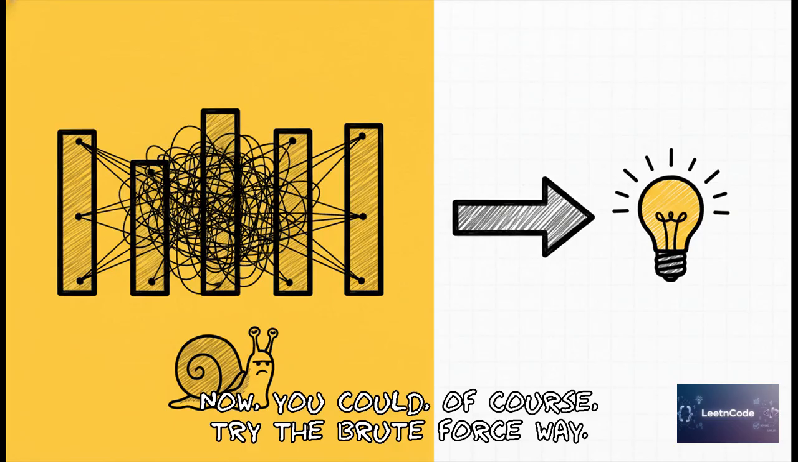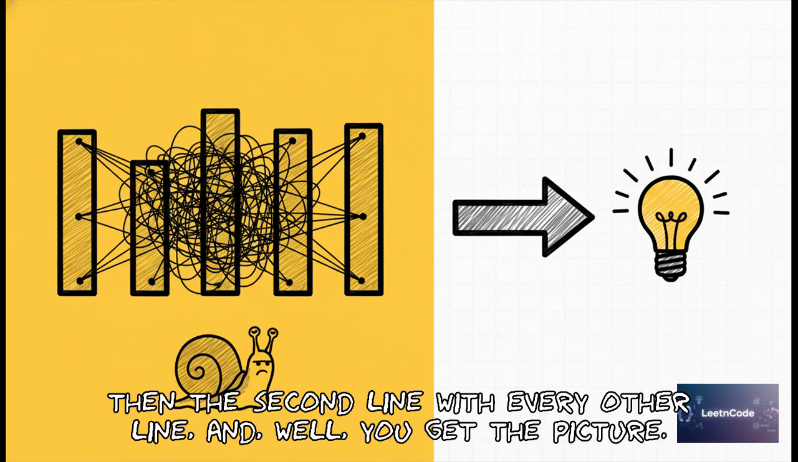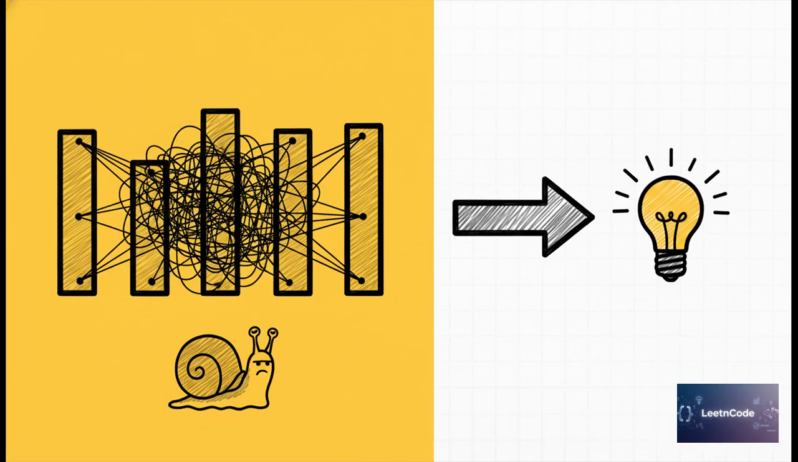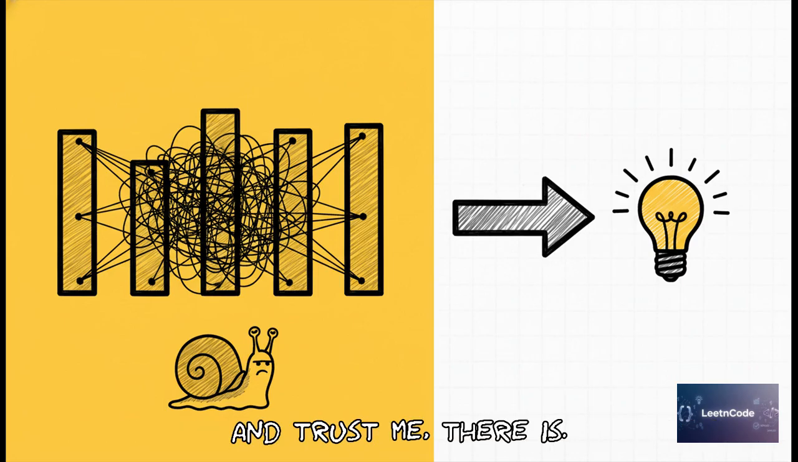Now, you could, of course, try the brute force way: pair the first line with every other line, then the second line with every other line, and, well, you get the picture. With thousands of lines, we'd be here all day. There has to be a smarter, faster way to do this. And trust me, there is.